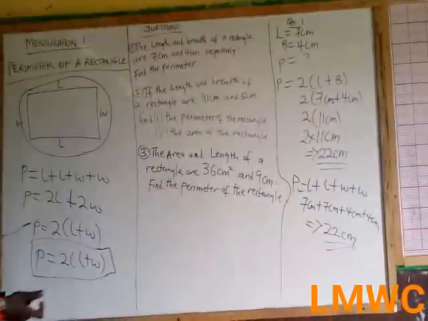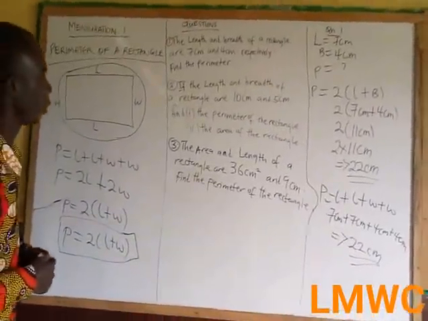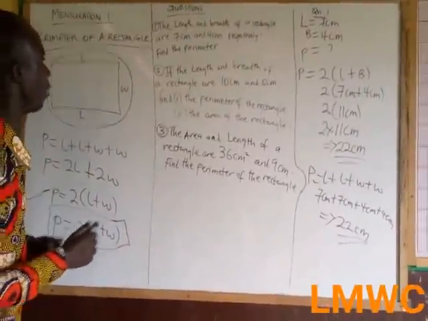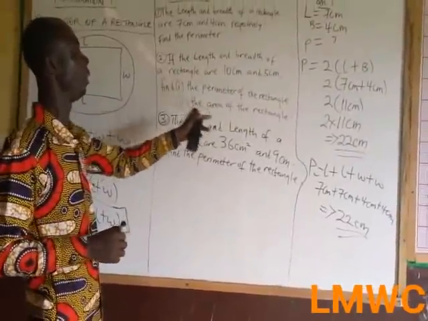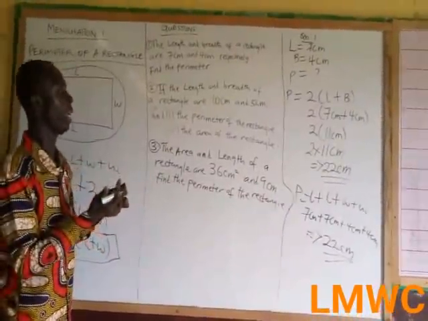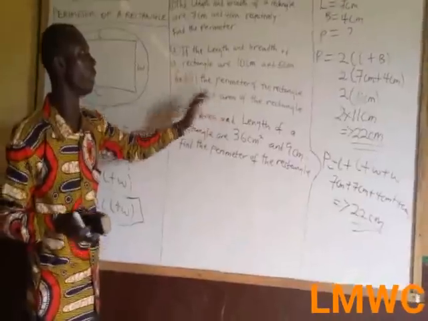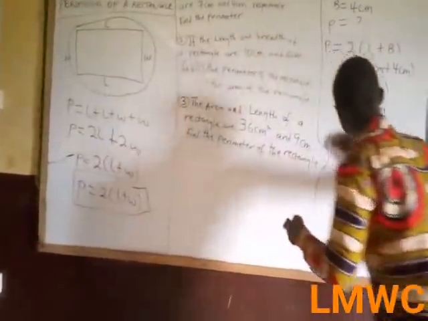So now, let's move on to question 2. If the length and breadth of a rectangle are 10 centimeters and 5 centimeters, find I, the perimeter of the rectangle, II, the area of the rectangle. You see now, I'm combining both perimeter and area because I have taught you area, and we know area of a rectangle as length times breadth. So let's find our I.